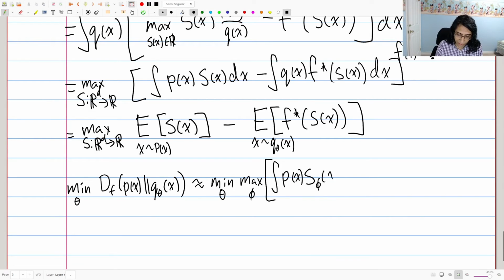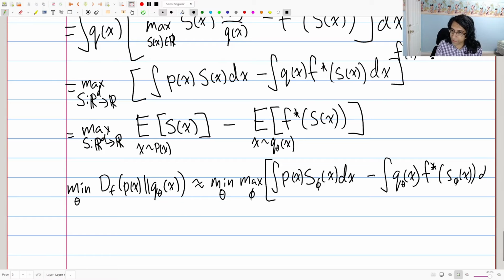S phi of x dx minus integral q theta of x, or sorry, f star, S phi of x dx.